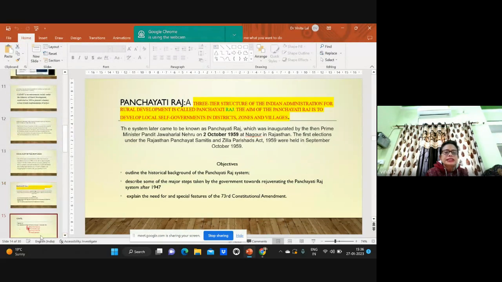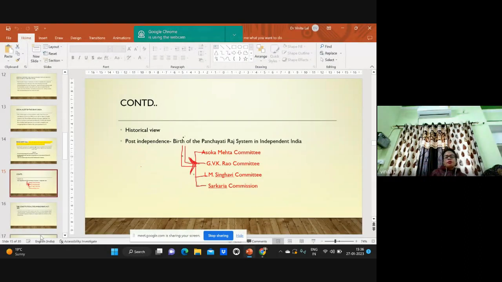And now come to the next slide. Of post-independence, birth of Panchayati Raj system, you can see 4 committees. One is Ashok Mehta Committee. Second is GVK Rao Committee and LM Singhvi Committee and Sarkaria Committee. But through this, I would like to give some post-independence period of Panchayati Raj. We'll give a brief view.